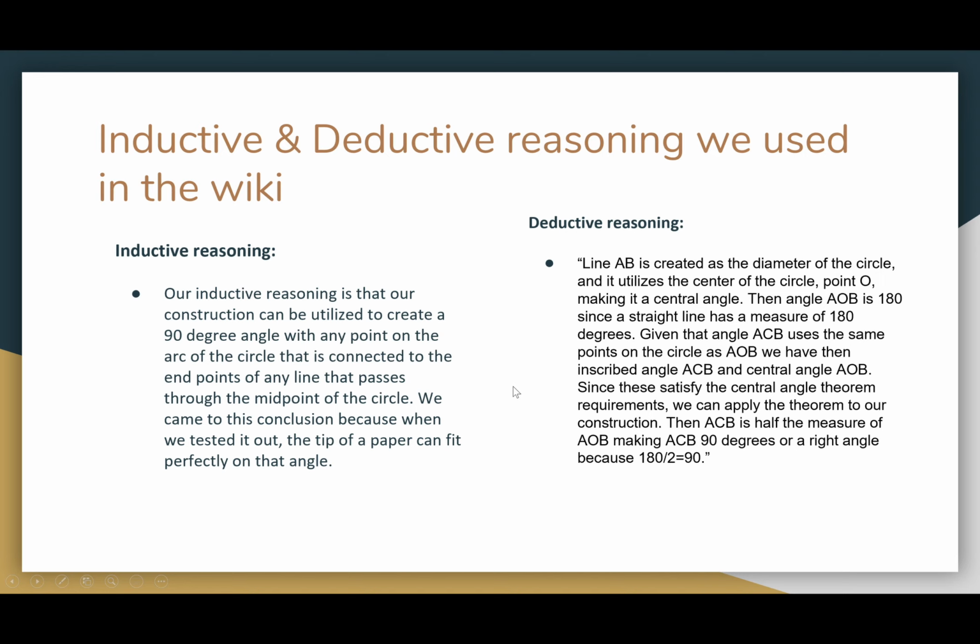Since this satisfies the central angle theorem requirements, we can apply the theorem to our construction. Then ACB, which is our right angle, is half the measure of AOB, making ACB 90 degrees, like our conjecture says, or a right angle, because 180 divided by 2 equals 90. So this is how my group came up with these facts and back up our conjecture. And to make our conjecture true, we used the central angle theorem.